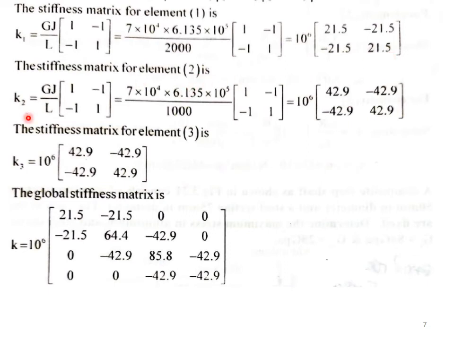The stiffness matrix for element 2 is K2 is equal to GJ by L times [1, -1; -1, 1], which is 7 into 10 to the power of 4 into 6.135 into 10 to the power of 5 divided by 1000, [1, -1; -1, 1], giving 10 to the power of 6 times [42.9, -42.9; -42.9, 42.9]. Similarly, the stiffness matrix for element 3 is K3 is equal to 10 to the power of 6 times [42.9, -42.9; -42.9, 42.9], because the length is also the same.